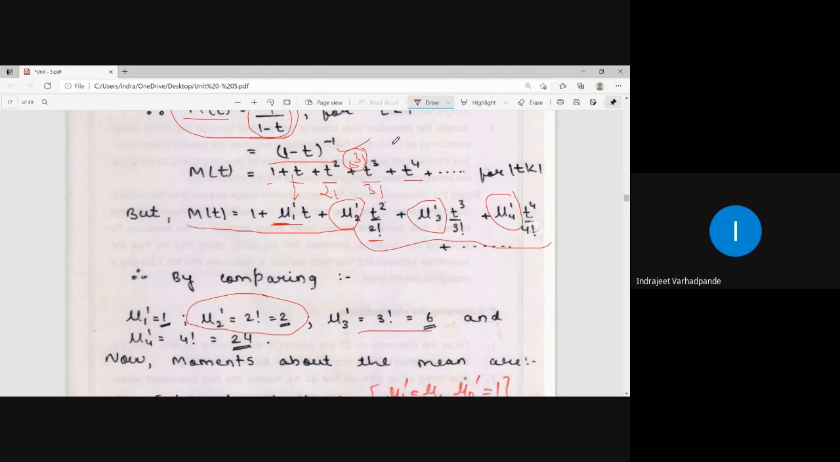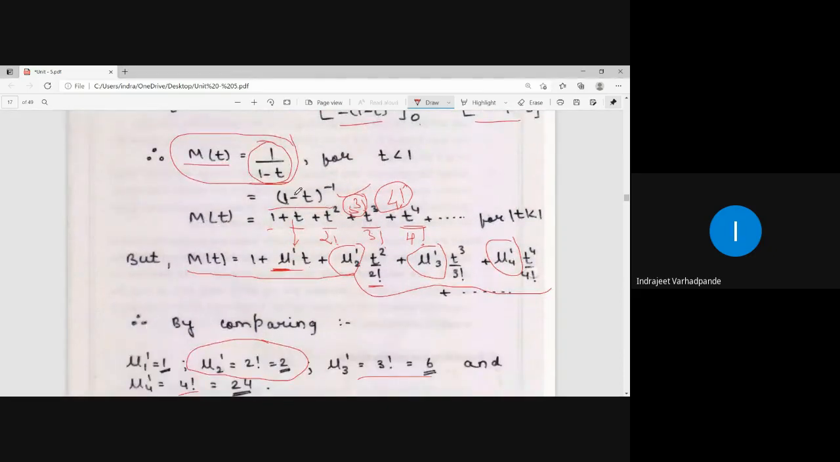And for mu4 dash, what did I do? Multiply by 4 factorial and divide by 4 factorial. So what is the coefficient of t to the power 4 by 4 factorial? 4 factorial. What is the value of 4 factorial? 4 into 3 into 2, that is 12, 2 twelves are 24. So after expanding the moment generating function using the binomial expansion, I have got the answers for the moments about origin.